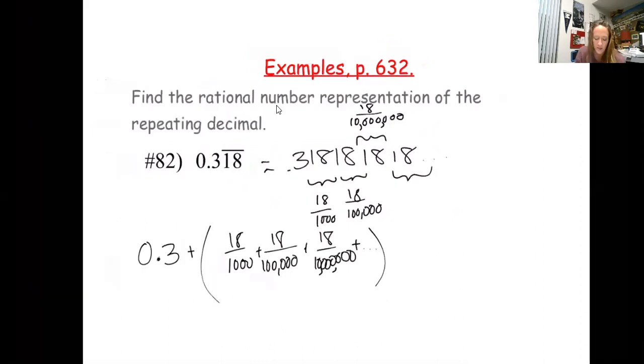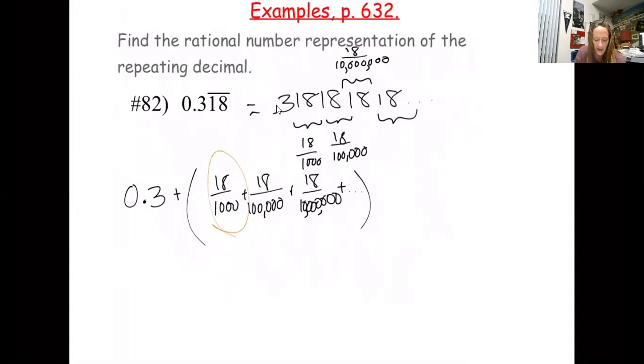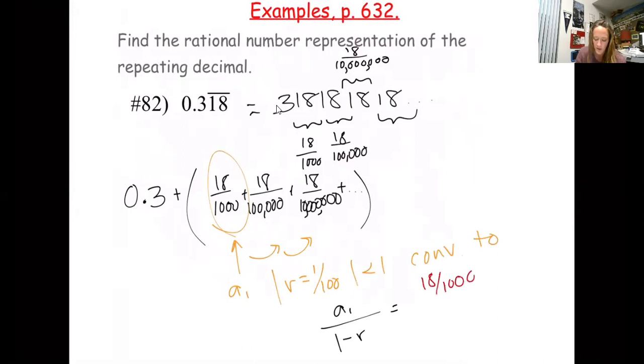I could talk about this as a geometric series and say, hey, I have my a sub 1, and I have my common ratio r of 1 over 100. I'm moving 2 decimal places every time. This is less than 1, so this is convergent, and it converges to what fraction? A sub 1 over 1 minus r, which I could say is that first term, 18 over 1,000, all over 1 minus 1 over 100, which is 99 over 100.